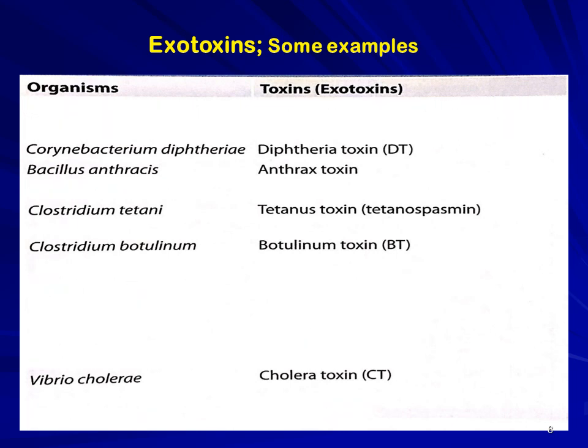There is Corynebacterium diphtheriae, which produces diphtheria toxin, and this toxin is responsible for respiratory infection and also myocarditis in the infected individuals and can cause death. Bacillus anthracis produces anthrax toxin, also fatal in nature. Clostridium tetani produces tetanus toxin, responsible for a dreadful disease, that's tetanus.